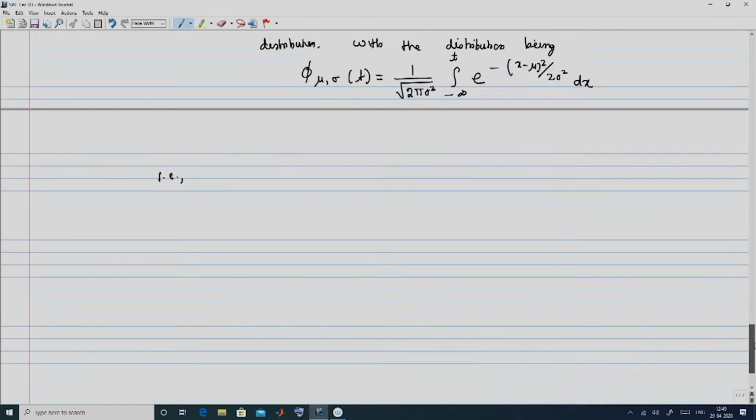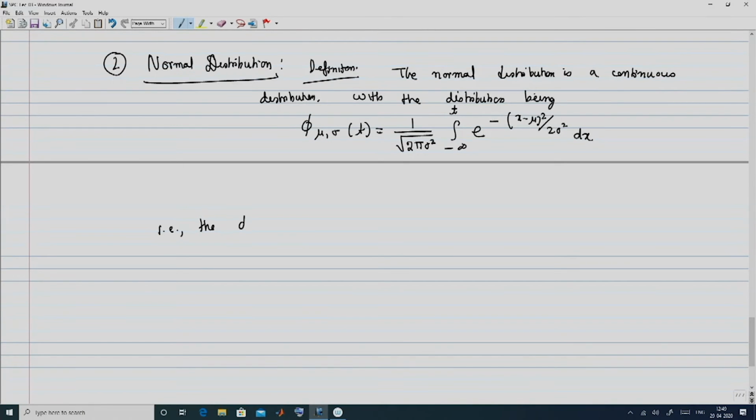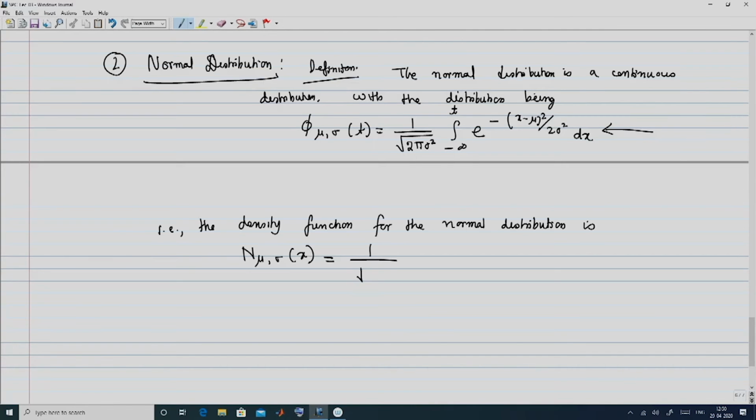So from here we can conclude that the density function, or the probability density function, for the normal distribution is, and we will use capital N to denote the density function, N mu sigma of x. As you can see from the expression for the distribution, this is going to be 1 over square root of twice pi sigma square into e raised to minus x minus mu whole square over twice sigma square.